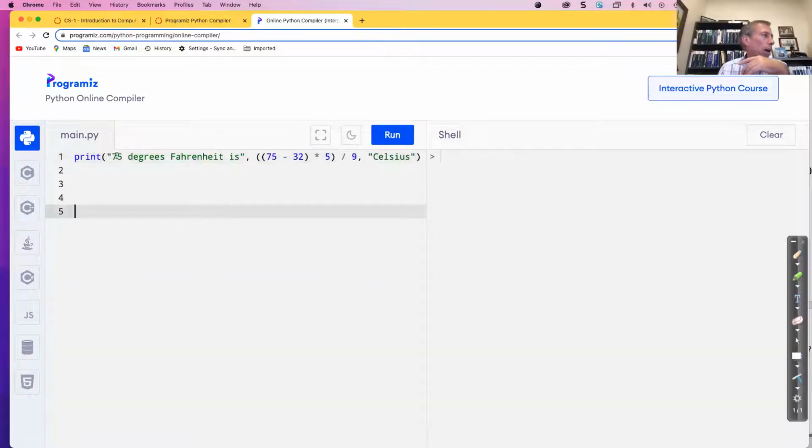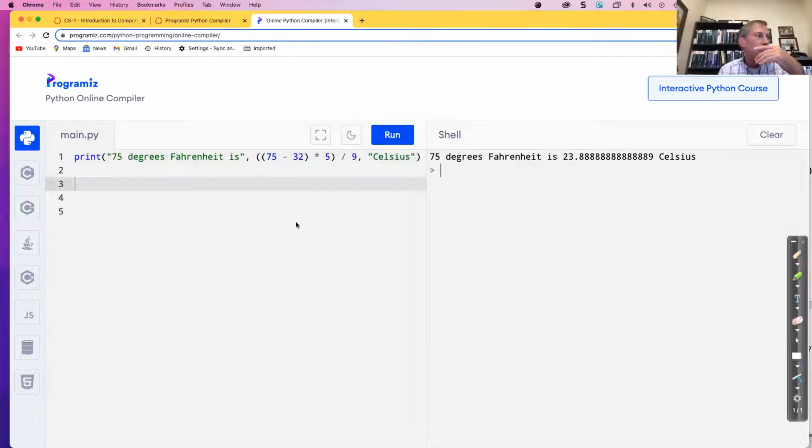There we go. I have text, 75 degrees Fahrenheit is, comma. Then I have this formula. I put Fahrenheit right here. There are different ways to do this, by the way. Subtract 32, multiply it by 5, divide by 9, and then you get the Celsius. So 75 degrees Fahrenheit is 23.8 degrees Celsius.